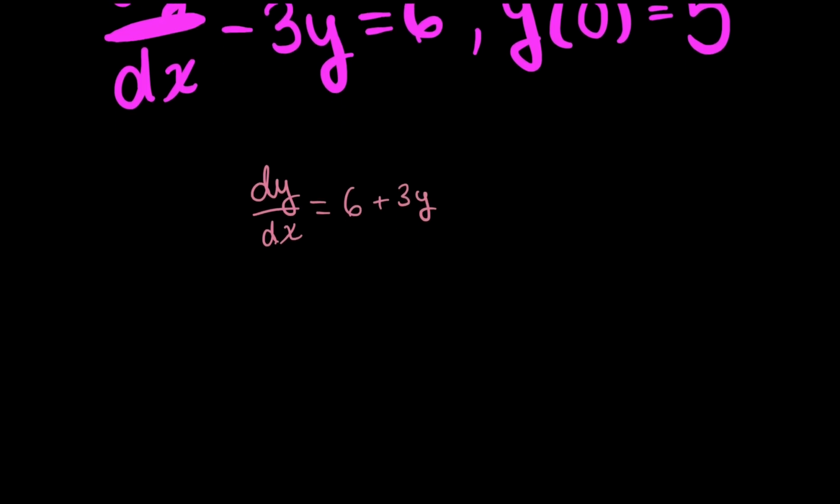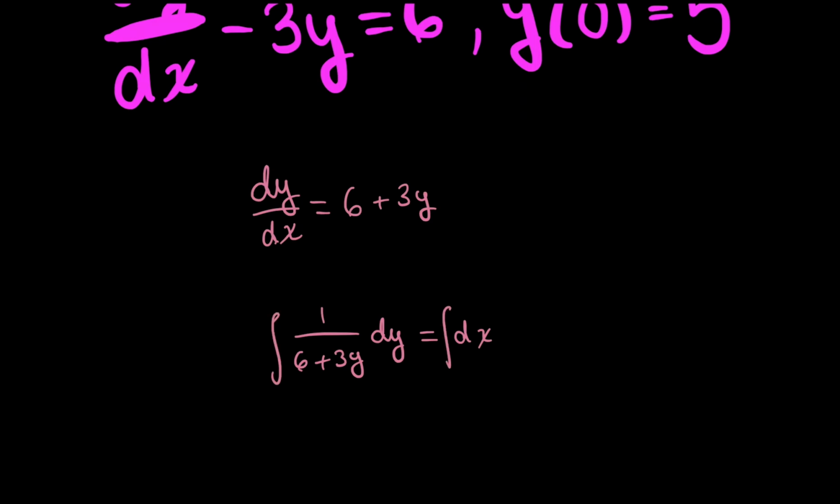You can factor out the 3 or do it however way you'd like, but me personally, I'm just going to take the whole thing and divide it. So I'll have 1 over 6 plus 3y dy on my left hand side, and then on my right hand side I'll just have my dx term there.